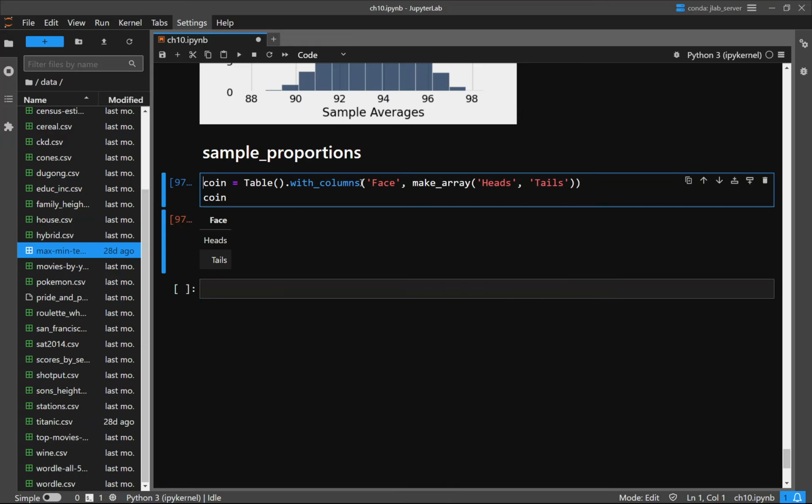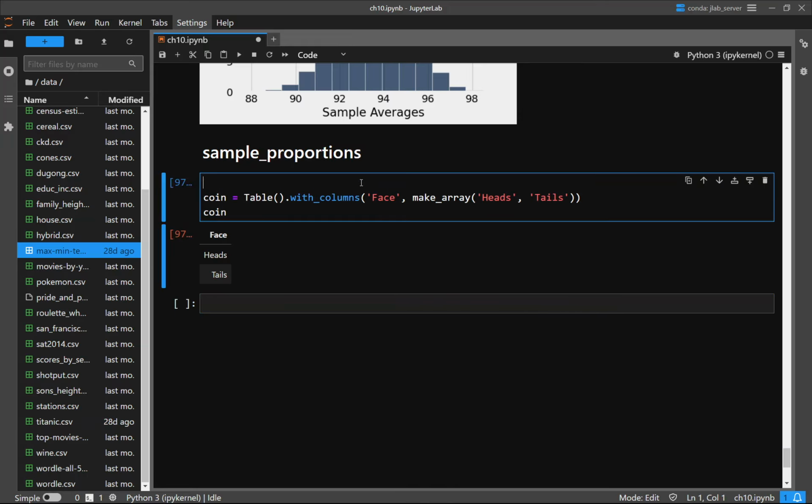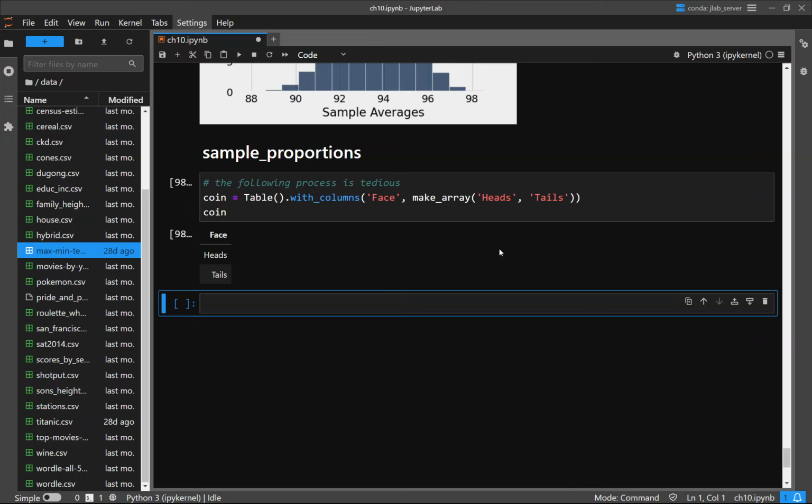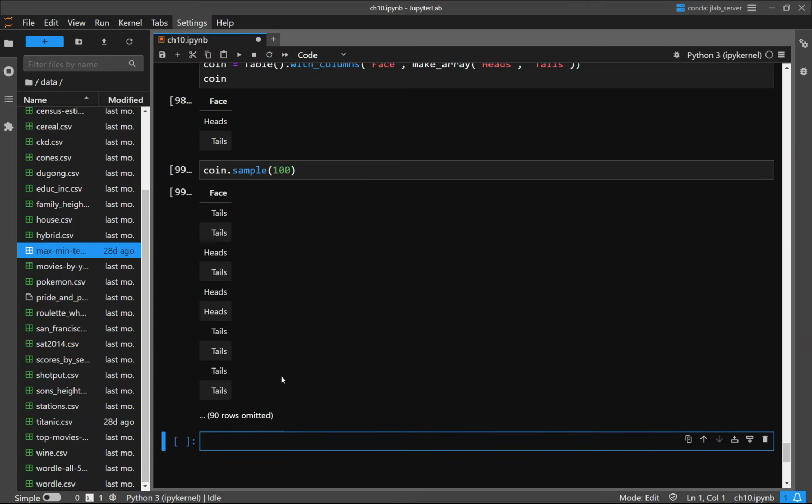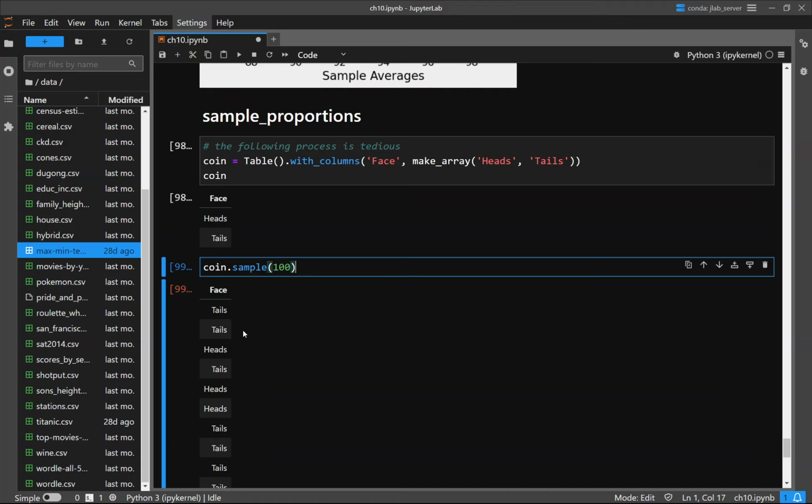Everything I'm about to do is very tedious. That's the goal, to prove that to you. The following process is tedious. So there's my coin table. It's got heads and tails. Face is the label. Let's say I want to flip 100 fair coins. I've given 50% chance heads, 50% chance tails, because those are the only two options, and it's going to be a uniform random sample. So coin.sample, 100 of them, please. So there's my 100 coins I just flipped, heads or tails.